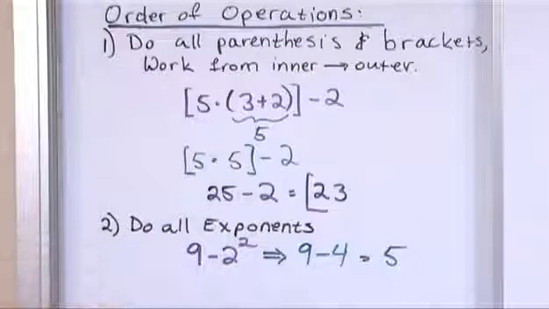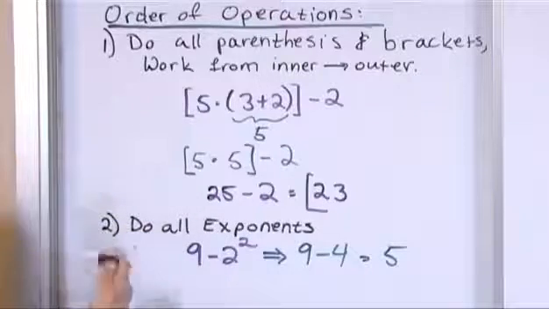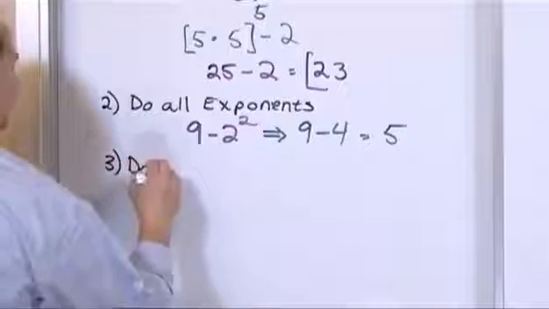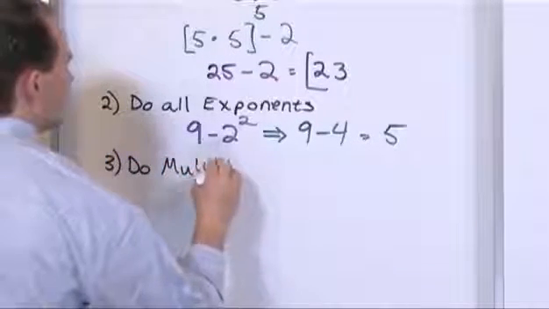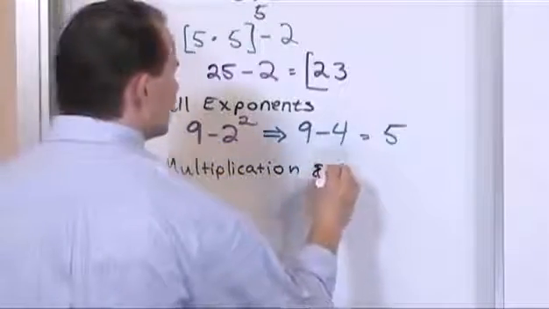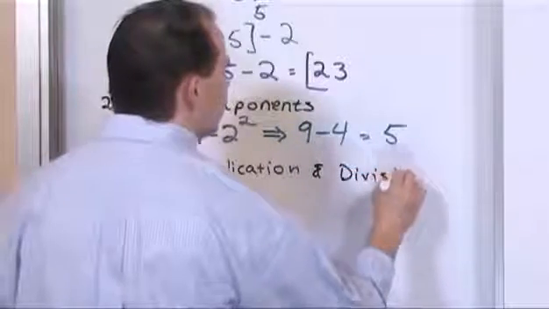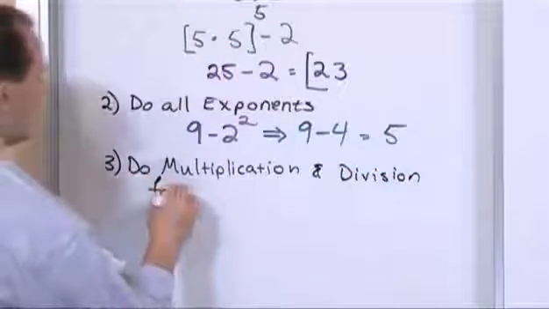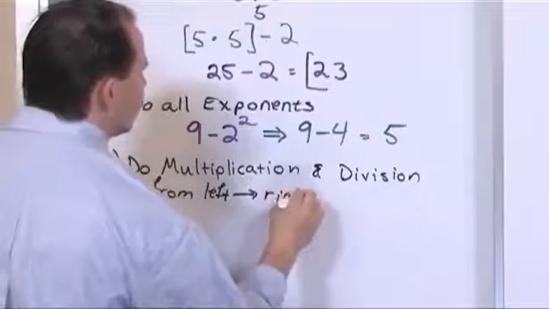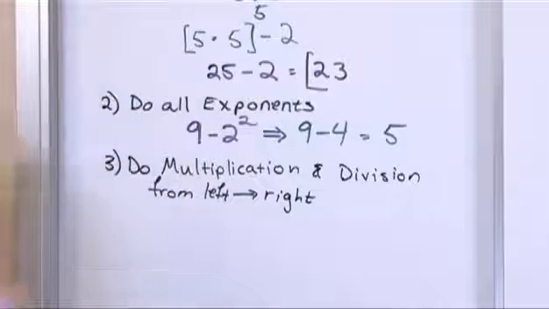If you do it the other way, if you try to do the subtraction first here, you're going to get completely the wrong answer. Okay, third thing. After you look for parentheses and then you look for exponents, you do multiplication and division from left to right. A lot of times you're going to get down to the point where you're going to be doing things from left to right, just like you're reading a book.